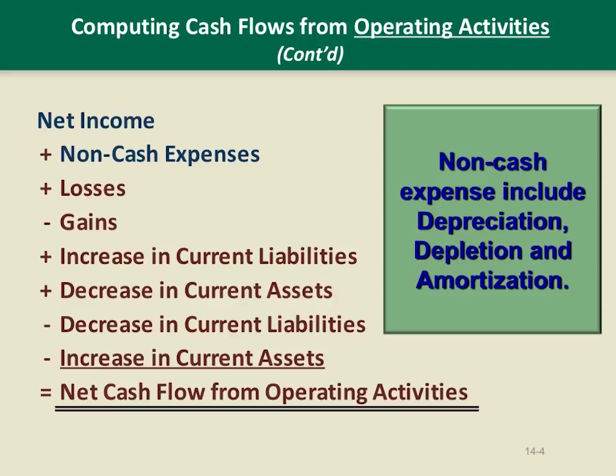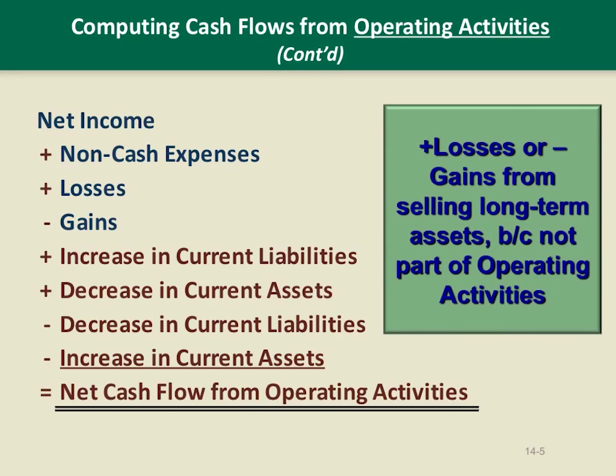After net income, first of all, we're going to add back those non-cash expenses, for example, depreciation, depletion, and amortization. The reason for doing that is because those non-cash expenses were actually deducted from our net income when we prepare our income statement. However, since those non-cash expenses have no effect on our operating cash flows, when we calculate the operating cash flow, we need to add them back.